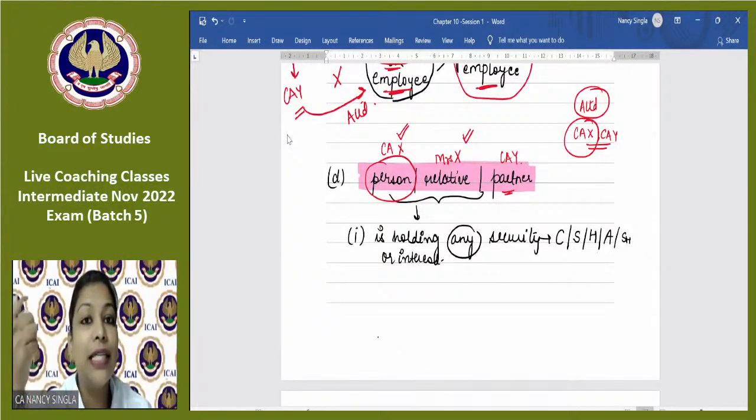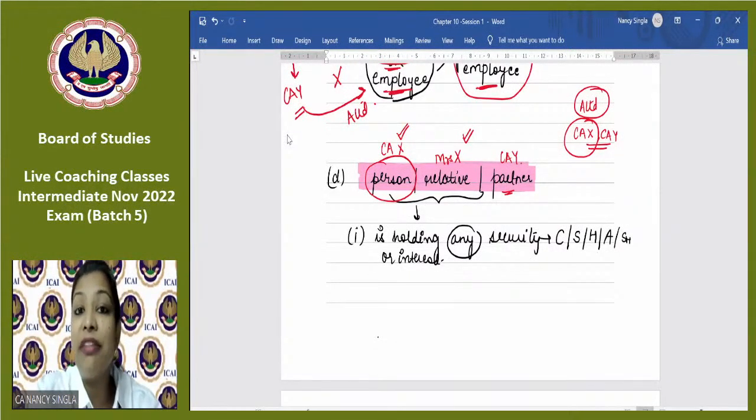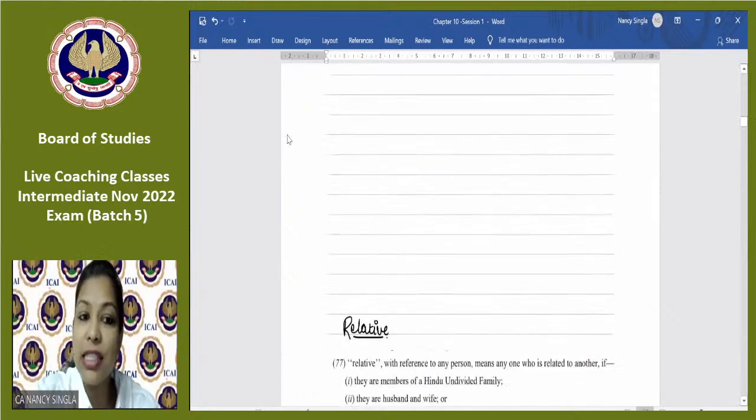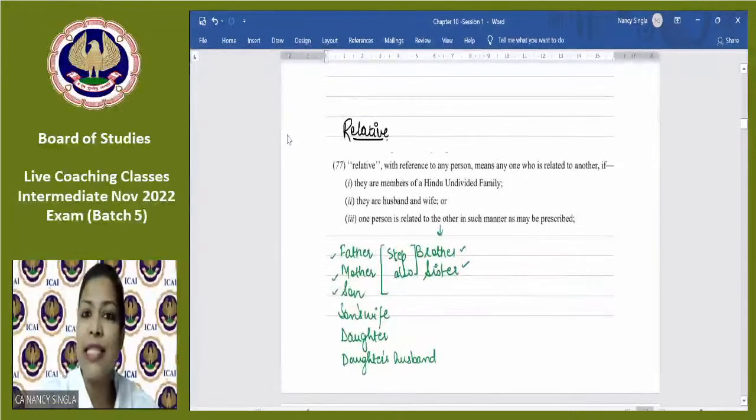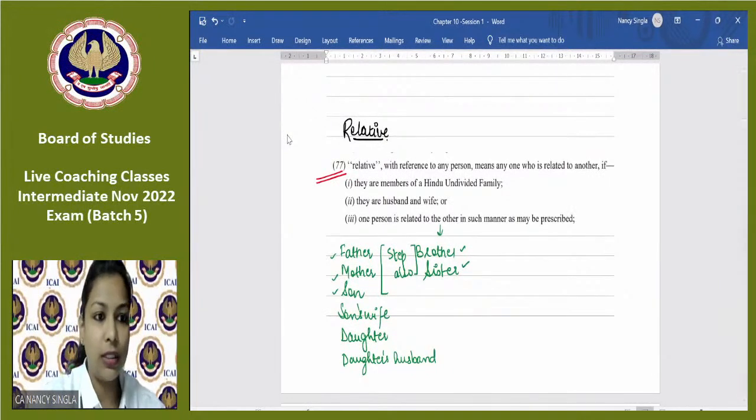That is, in our case, A Limited. Okay? But before going into the details of the 3 types of transaction, let us just quickly have a look at the definition of the term relative, which is again given in section 2, clause 77 of the Companies Act 2013.